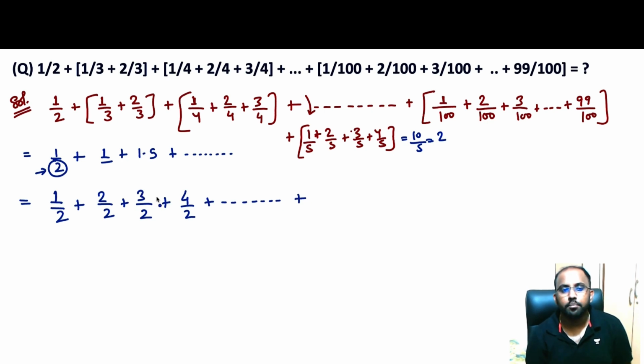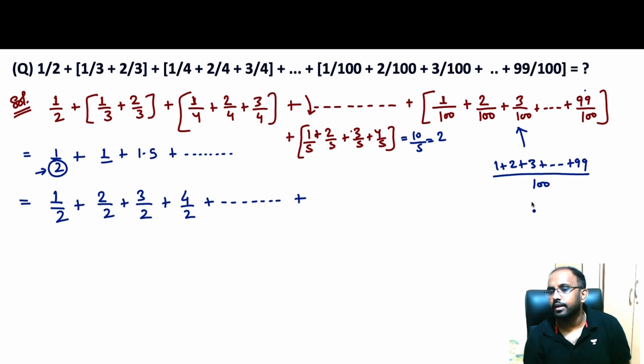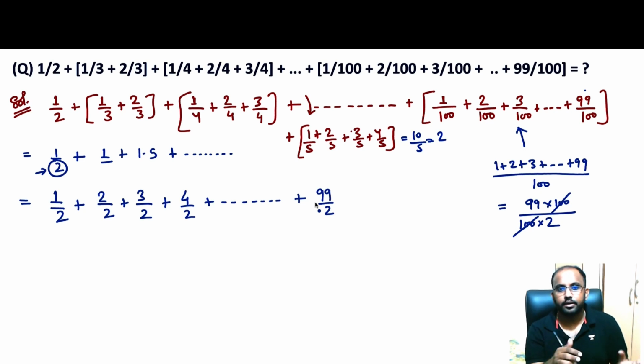What is the last term here? The last term is the sum of 1 to 99 over 100. So I'll take 100 as the LCM. Now, 1 to 99 sum, that is n into n plus 1 by 2, so 99 into 100 by 2. And there is already a 100 here, so this will get cancelled. So the last term is 99 by 2. So you got that beautiful pattern now.